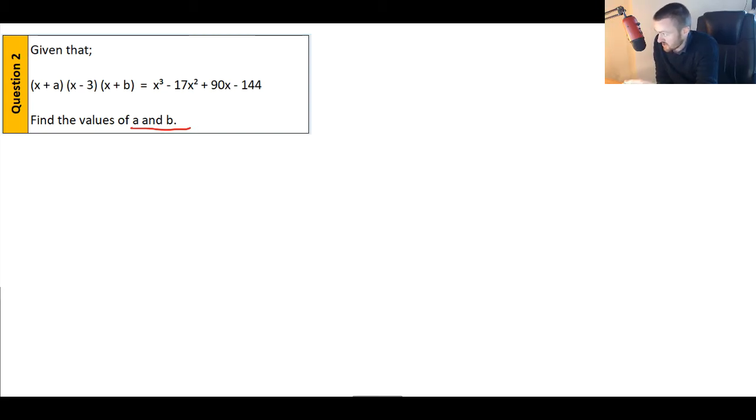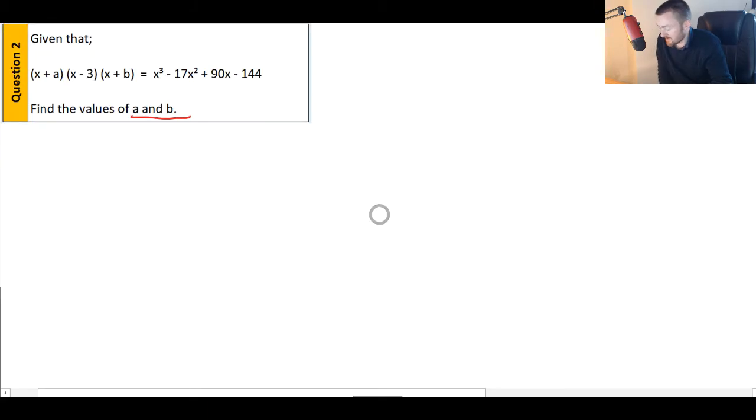So, just as before, I'm going to expand the first 2 brackets. So I'm going to do that down here. x plus a, I'll tell you what, let's do this color coded so you can see what I'm doing. And x minus 3.